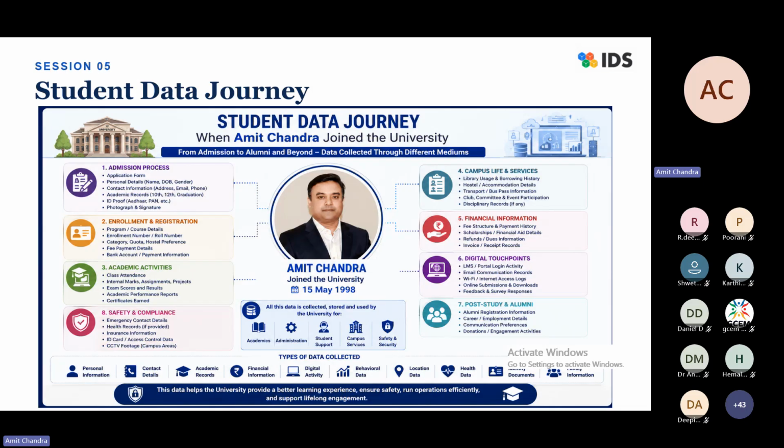Then during enrollment, we have to say which course we are taking and give the enrollment number, category code, fee payment details, bank account, and payment information. During academic activities, it's all about class attendance, mark sheets, projects, examination courses, and certificates. For safety compliance, we give our emergency contact number, our father's and mother's contact numbers, health records, and insurance information. We used to give an ID card, and there was CCTV footage during our life on campus.